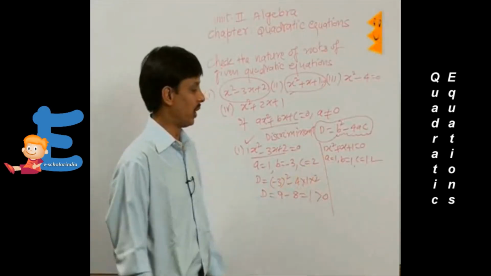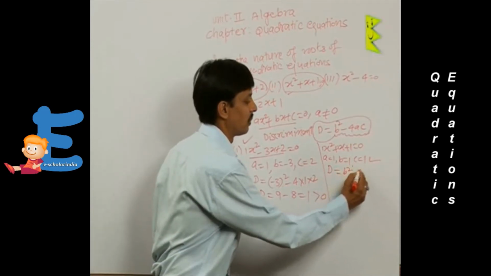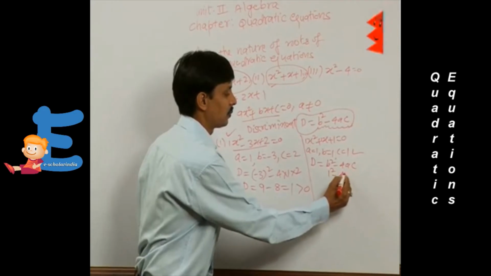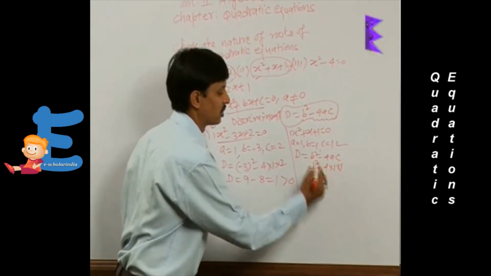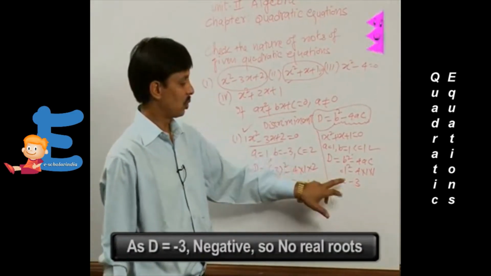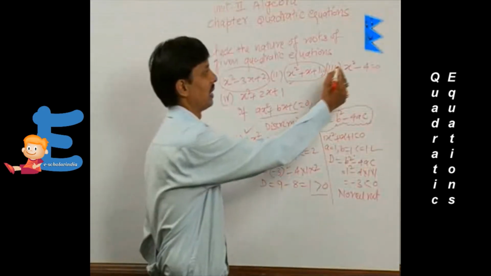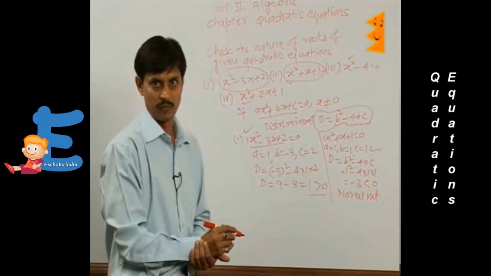Now we will calculate the discriminant. D is equal to b square minus 4ac, which becomes 1 square minus 4 into 1, equal to minus 3. As the discriminant is negative, this does not have any real root. Similarly, we can check the nature of roots of the other two parts also.